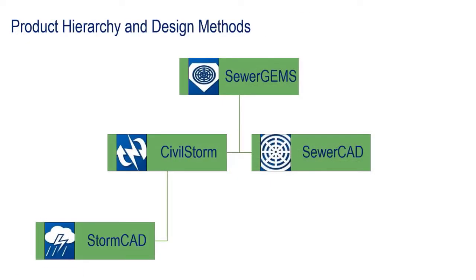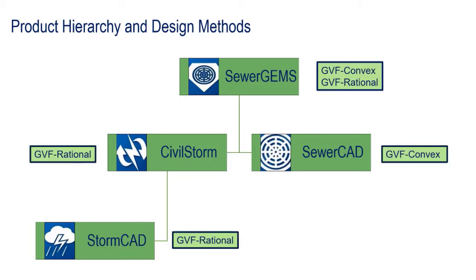So before we begin with the workflow, let us take a look at the product hierarchy and design methods. SewerGems is the superset of our storm sewer products, which are SewerGems, CivilStorm, SewerCAD and StormCAD. The GVF Convex and the GVF Rational Solver both are available with SewerGems, but SewerCAD has only the GVF Convex Solver and StormCAD and CivilStorm have the GVF Rational Solver.